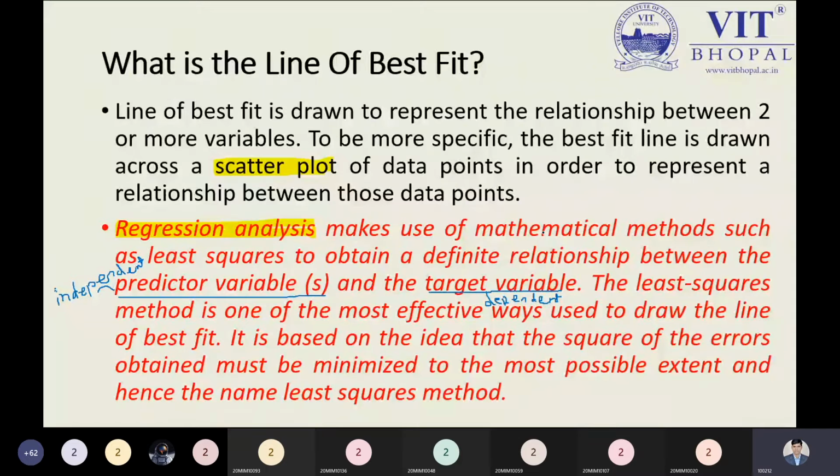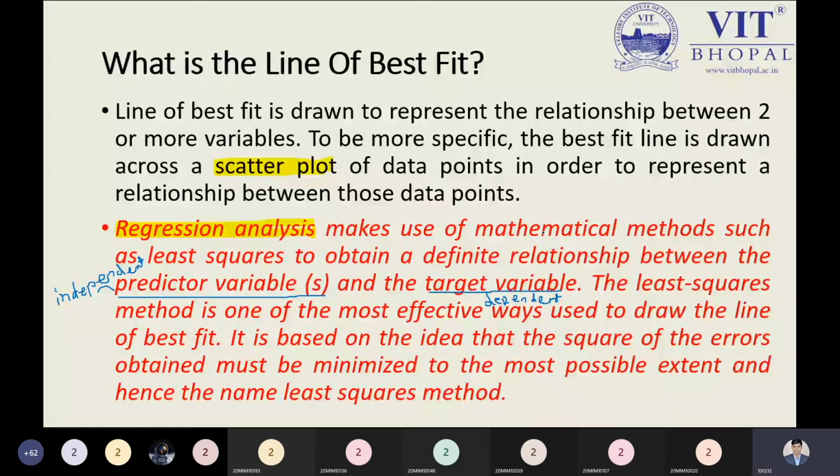Scatter plot means we use a graph to plot all the data points, and such a graph is known as a scatter graph. So we use all the data points, but the line which is represented by y equal to mx plus c is known as a regression line, or that is also represented by the regression analysis.